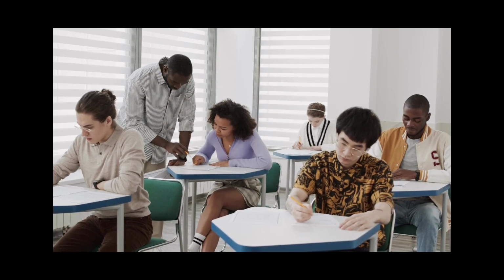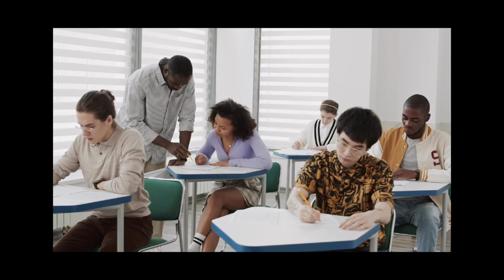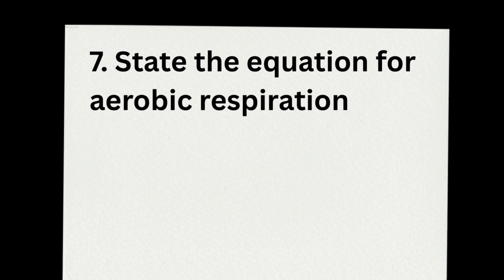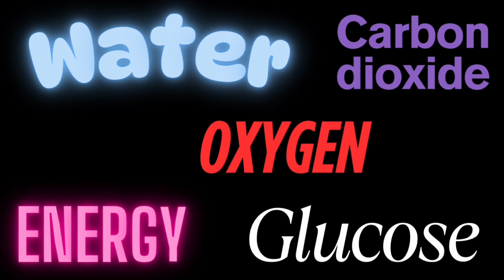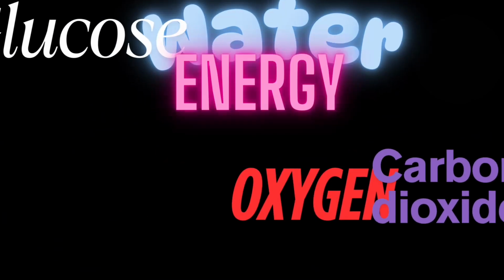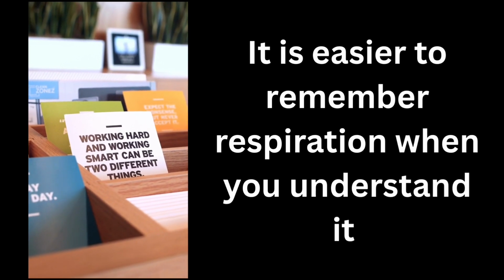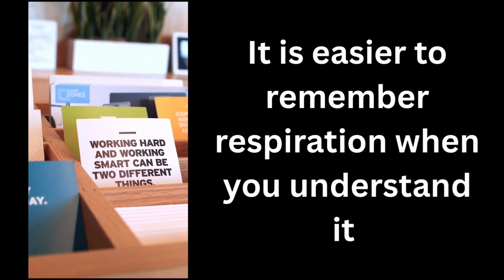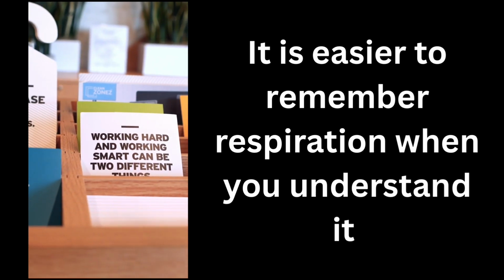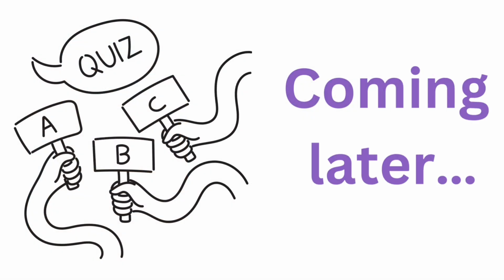You're in an exam. You turn the page over and read the next question. State the equation for aerobic respiration. Your heart sinks and you groan inwardly. You can remember all of the parts of the equation, all of the key words, but you just can't remember what order they go in. In this video, I'll help you to understand the process of respiration, which will make remembering the equation so much easier. I've also made a quiz which is coming up later in the video so that you can check how well you know and understand this topic.